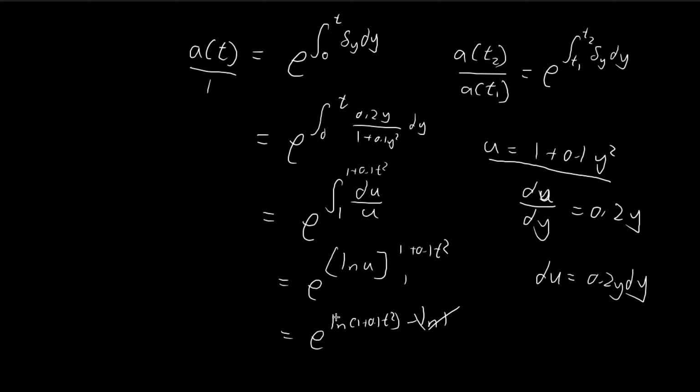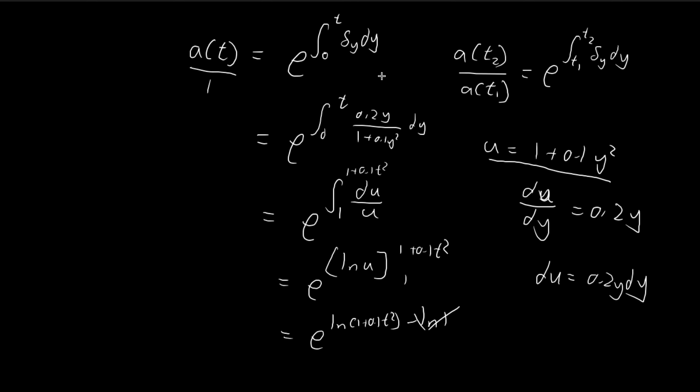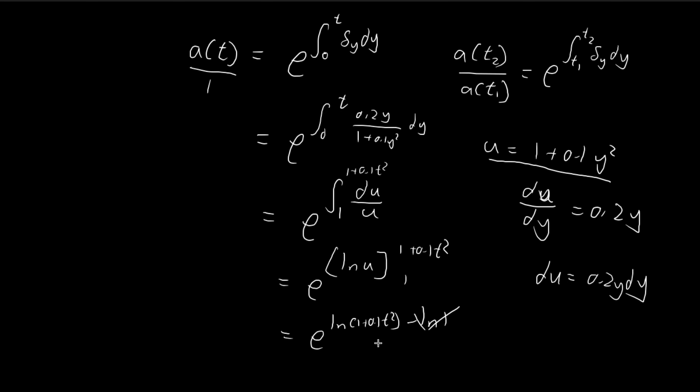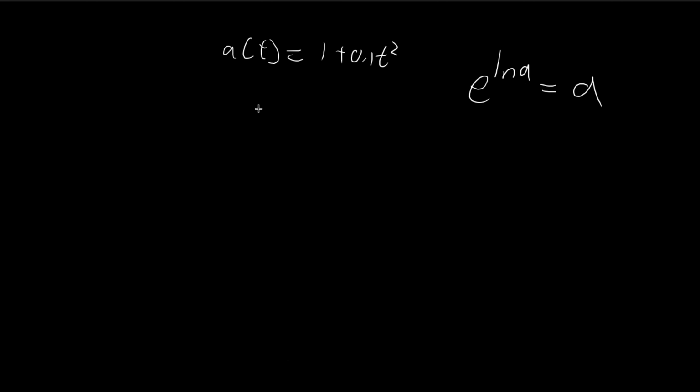So we have e to the power of the natural log of this expression. So A(t) is just equal to 1 plus 0.1t squared. Just recall your logarithms: e to the natural log of something is equal to that something, right? So this expression is just 1 plus 0.1t squared.